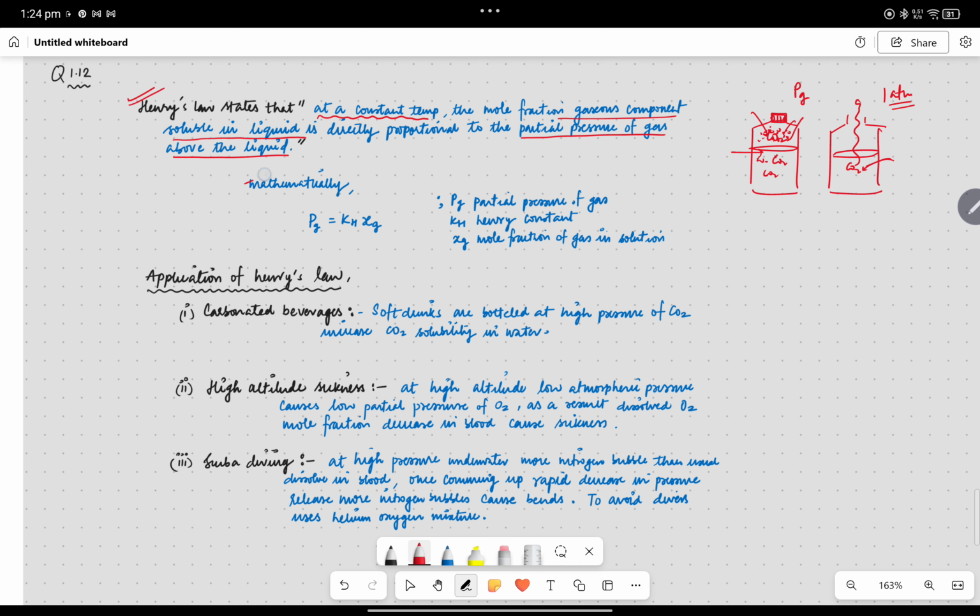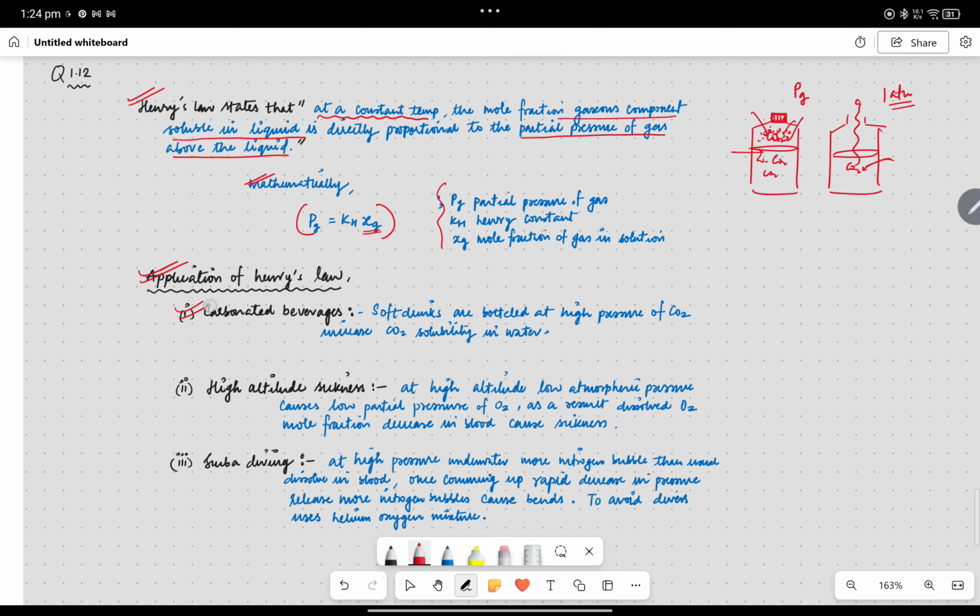Mathematically, it is written as partial pressure of the gas is equal to the Henry constant times the mole fraction of that gaseous component in the dissolvent liquid. This is what you have to write. Then after that, what are the applications of Henry's law?